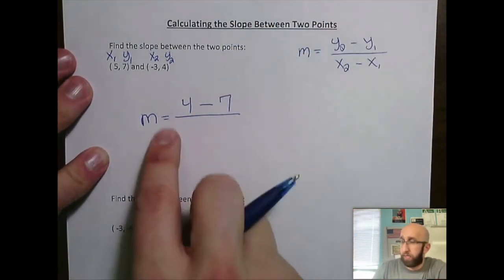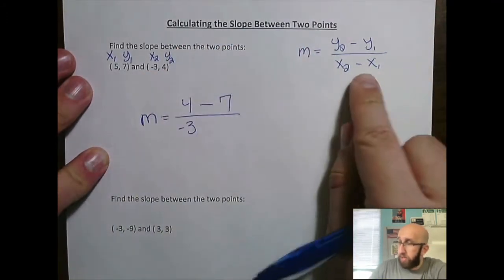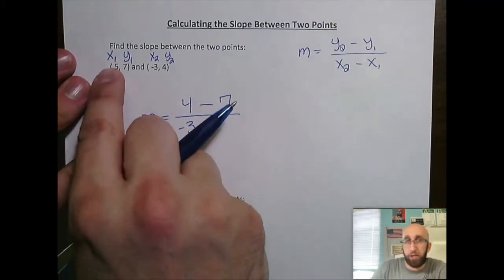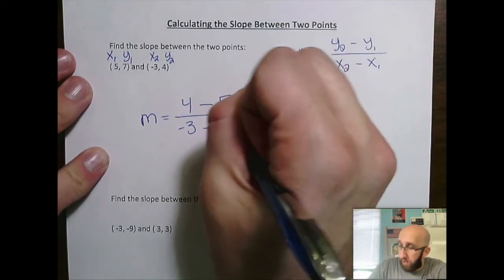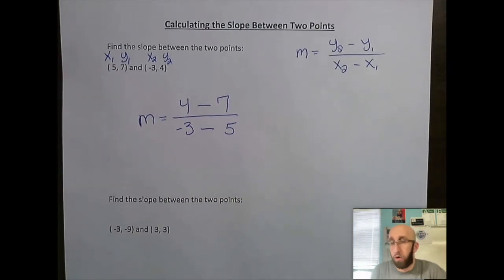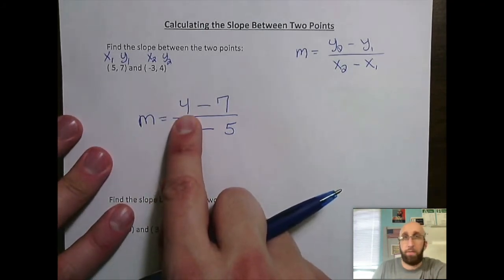I have x2 minus x1. Check out my points. x2 is -3. Need a subtraction next, so there's my subtraction, and then I need x1, which I labeled as 5. So I got a 4, 7, -3, 5. So then from here, we're just doing the math. So if you need to use a calculator, do it.